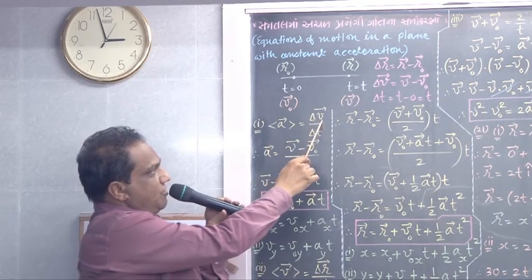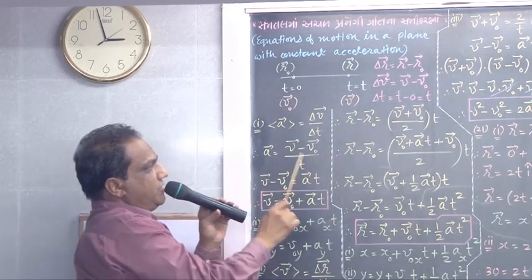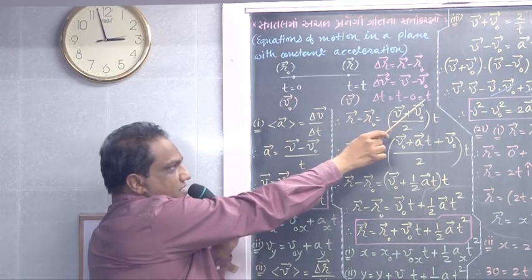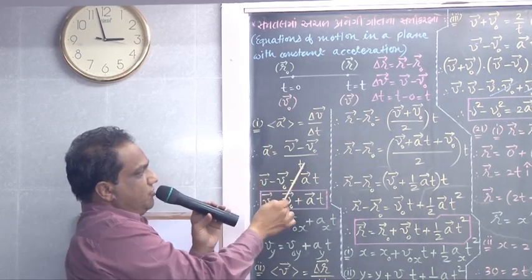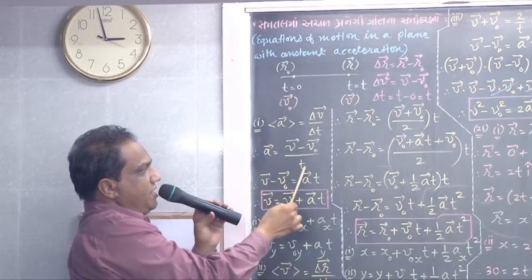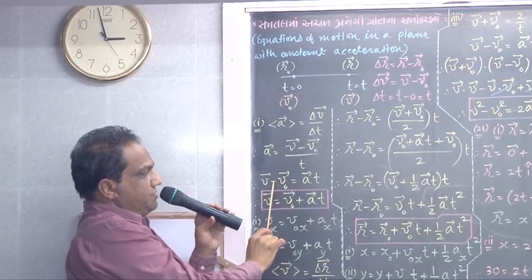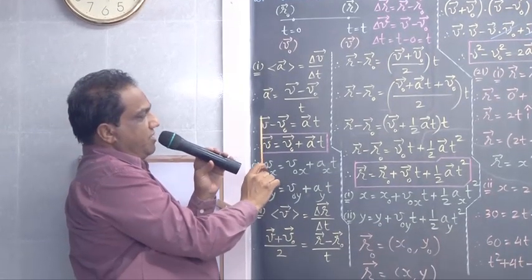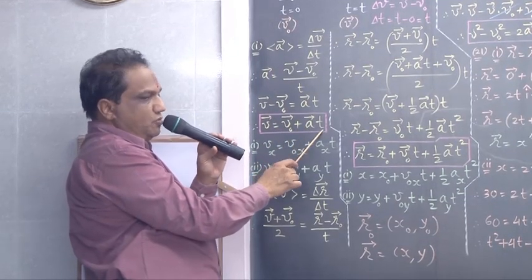What is this change in velocity? Look here: vector v minus vector v0. What is delta t? The value of delta t is right now t. Just transfer this t here. So it is vector a into t. Transfer this term to this side and it will become plus. So vector v equals vector v0 plus vector a into t.